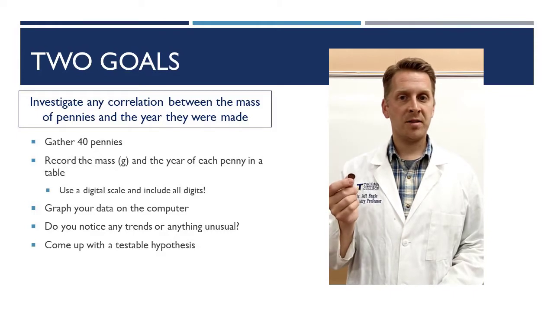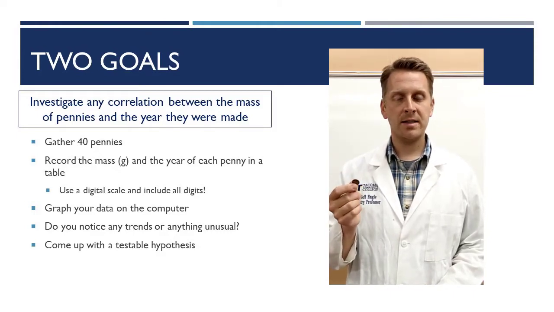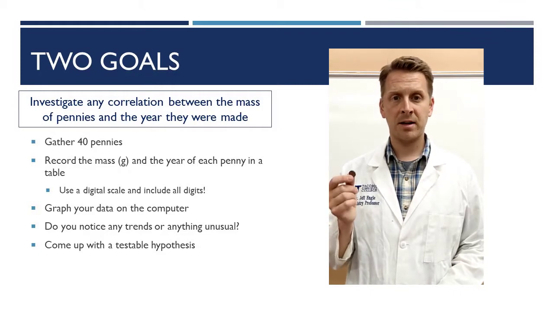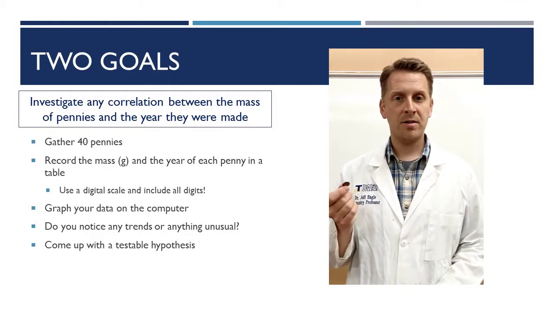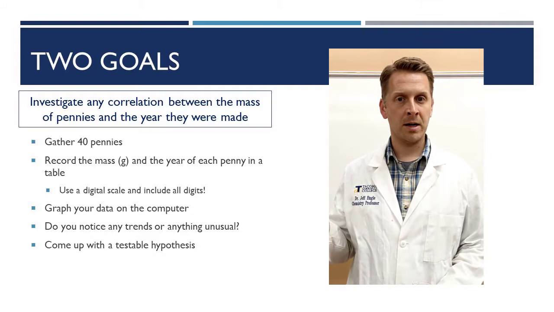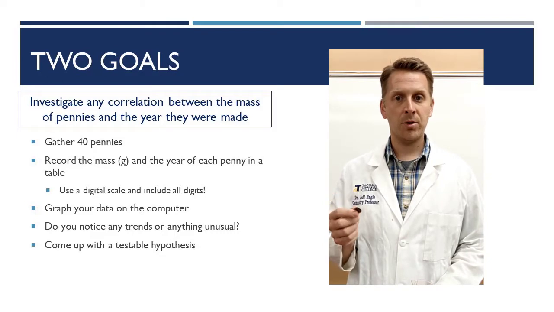We're going to use a digital scale to record the mass. It's important to remember with digital scales that you want to include every single digit on the scale. So if your penny shows as 2.300 grams, you want to write 2.300, not 2.3. Those zeros are quite important.